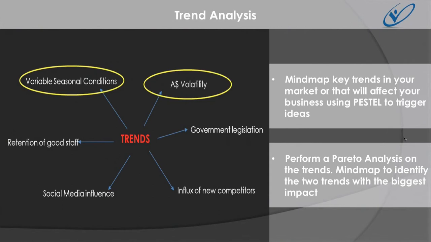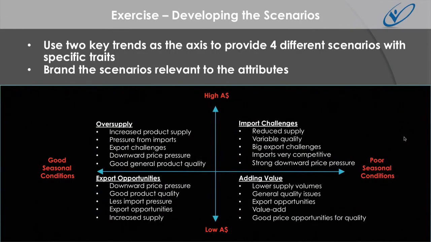And then what we're going to do is pick 2 factors, and you can write those on page 3. Then if you look at page 4, there's a bit of an axis. We take our 2 factors. Mine were Australian dollar and seasonal conditions, for a horticultural business, and they're the red thing. What you do is pick high and low of each of those.